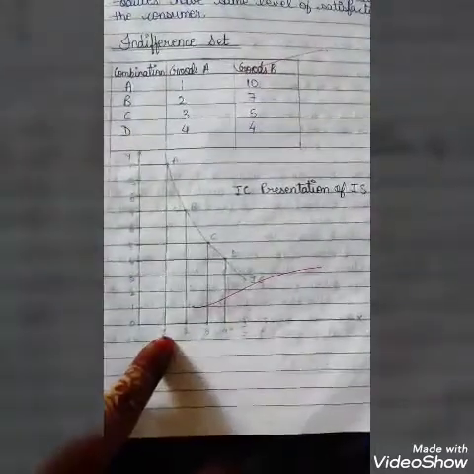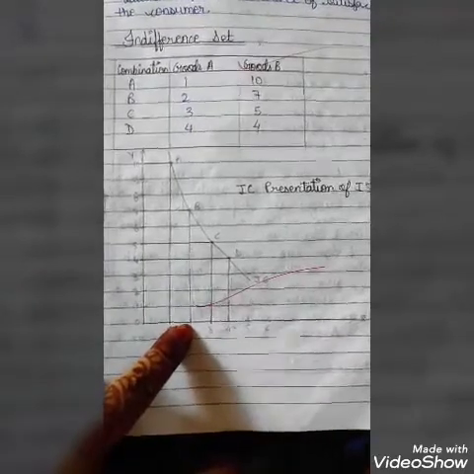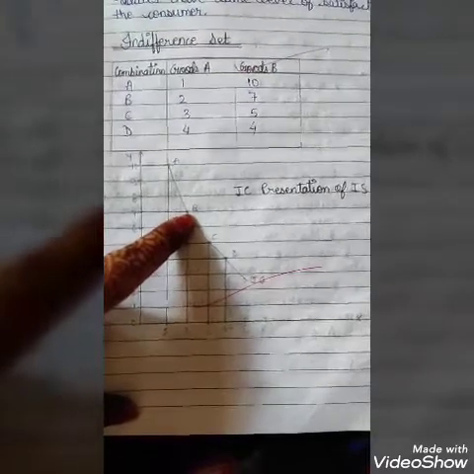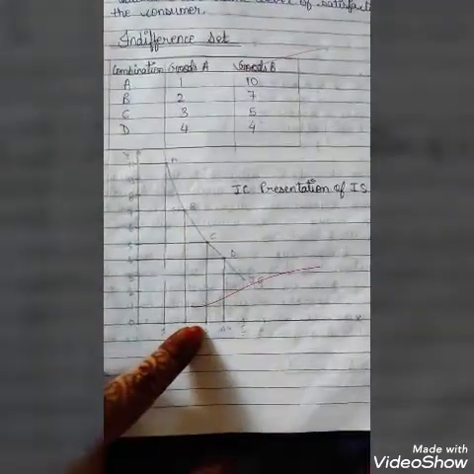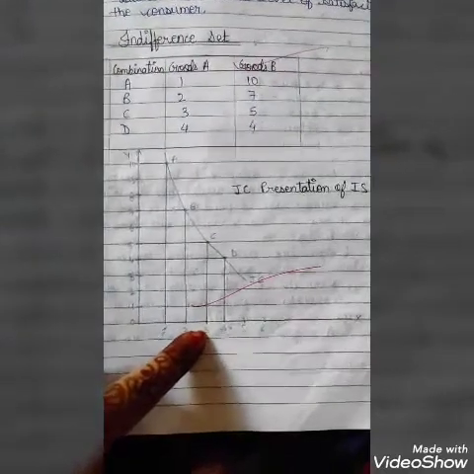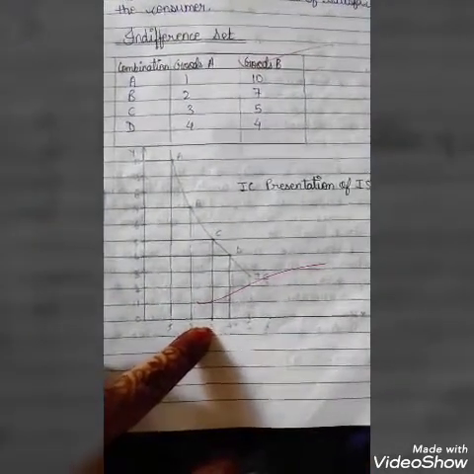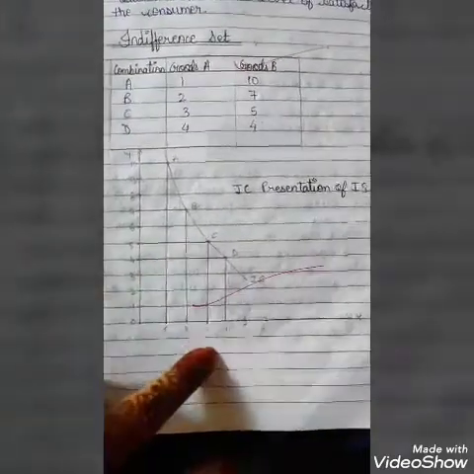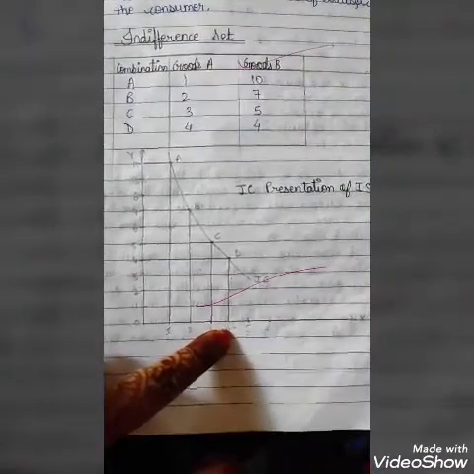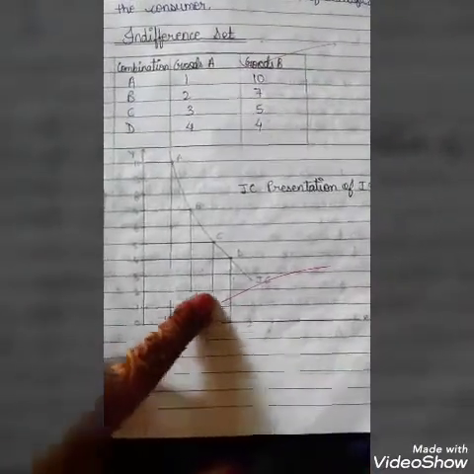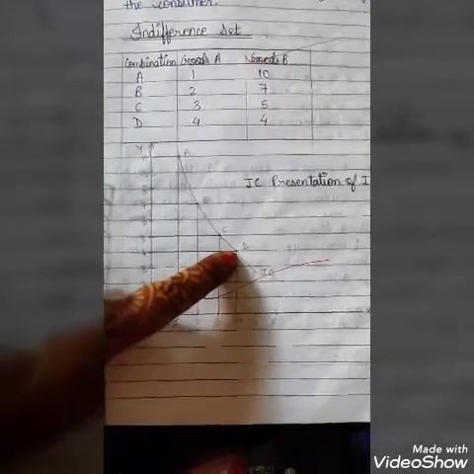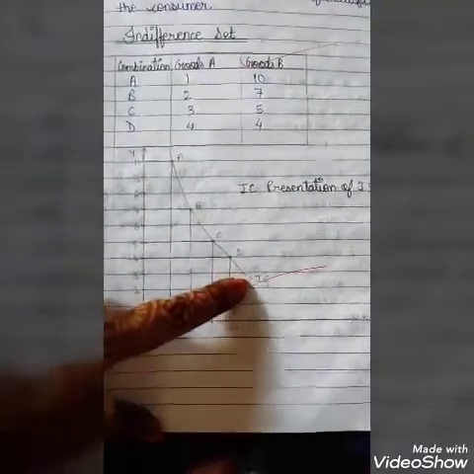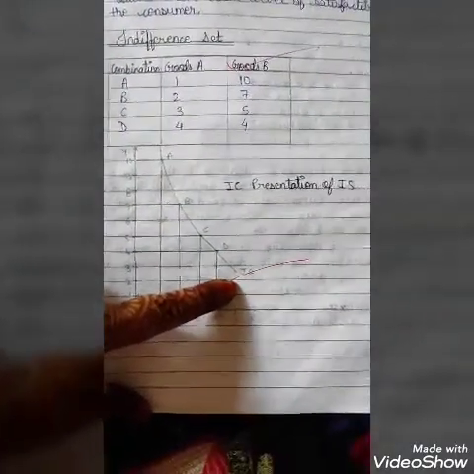For combination B, good A is 2 and good B is 7, so this point is combination B. For combination C, good A is 3 and good B is 5, so this is the C combination. For combination D, good A is 4 and good B is also 4. So that is D. The curve through A, B, C, D is called IC, that means indifference curve.